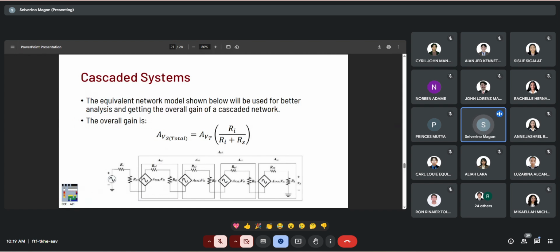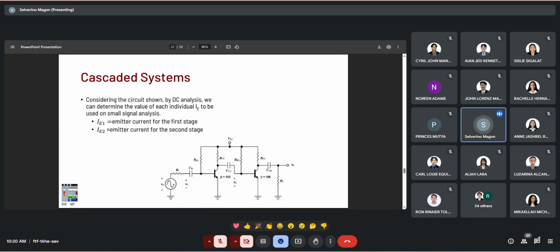The equivalent network model shown below will be used for better analysis and getting the overall gain of the cascaded network. The overall gain is equivalent to the total voltage gain times R1 over R1 plus RS. So it is the same voltage divider equivalent.